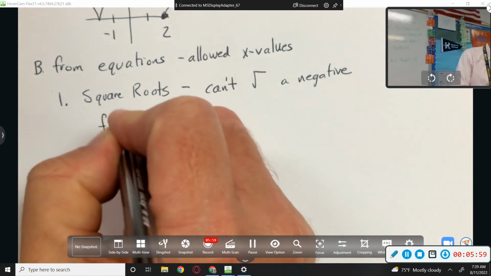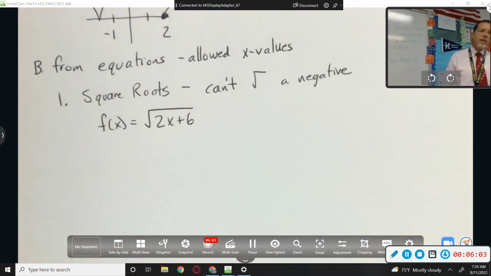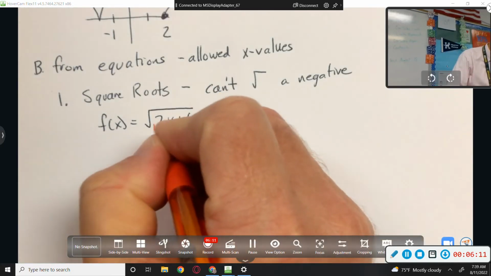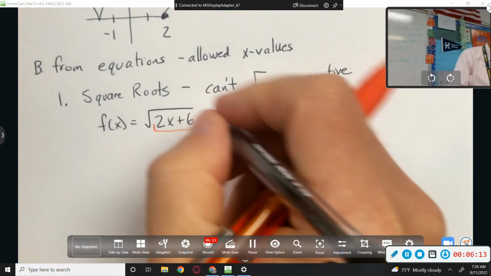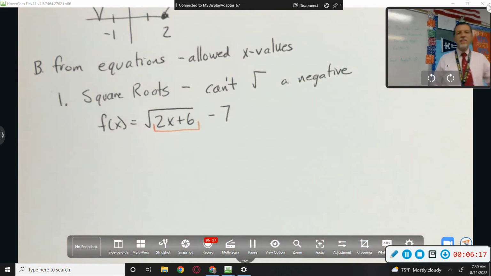So if the function is square root of 2x plus 6, well, that means that whatever's inside of there, you know what, let's add a minus 7 at the end. Mainly because the minus 7 at the end doesn't do anything. So we need to learn to look at what's under the square root, because that's all that matters.